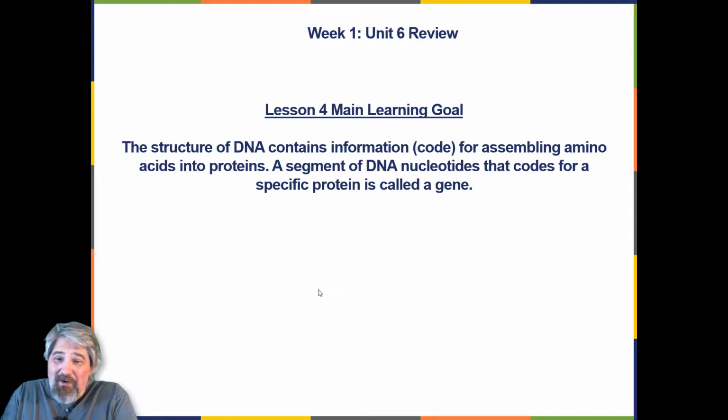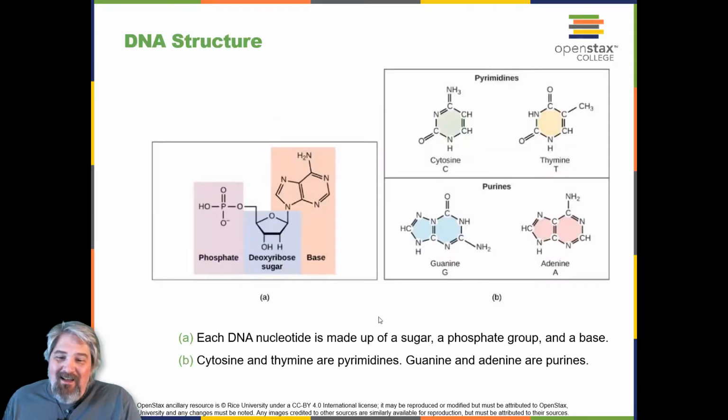So lesson 4, main learning goal. Structure of DNA contains information for assembling amino acids into proteins. A segment of DNA nucleotides that codes for a specific protein is called a gene. There are people that will argue that the regulatory elements are also part of the gene, but we're not going to worry about that right now. The coding sequence is what we're going to talk about.